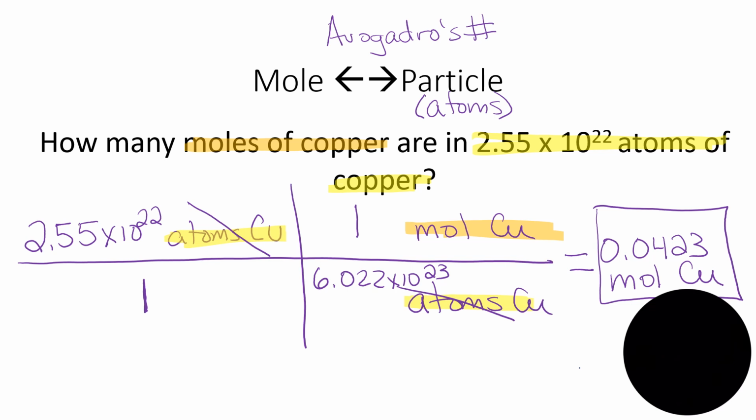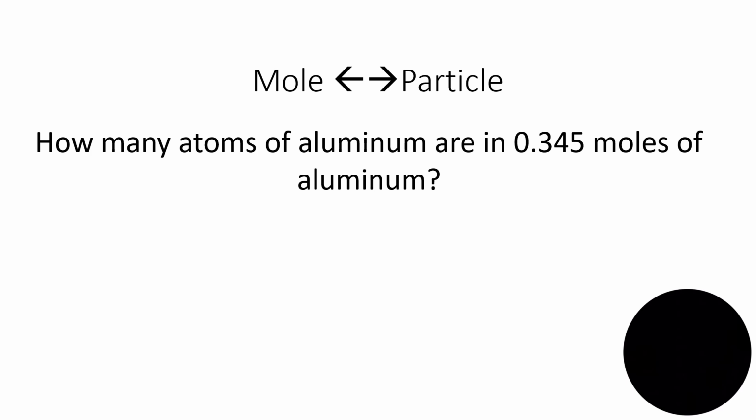We're going to do one more example. So in this example, we went from atoms to moles. We're going to do the next example. We're going to go moles to atoms. So here's the next problem. And so, again, when we convert from moles to particles, we're going to use Avogadro's number. And so I'm starting with 0.345 moles of aluminum.